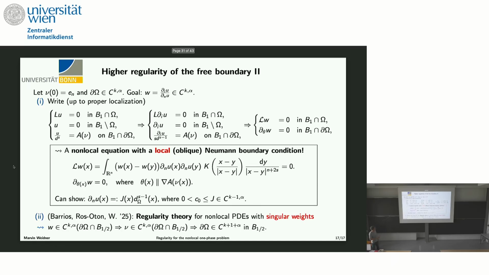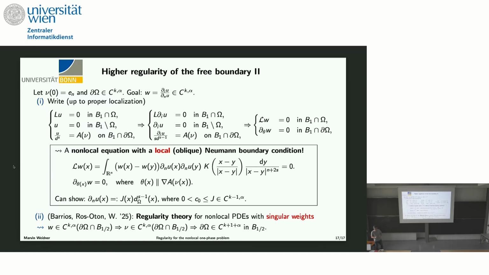Okay, and then what we do is we develop a regularity theory in our paper together with Begoña and Xavi. We develop a regularity theory for this different class of non-local equations with weights that also satisfy a non-local boundary condition. And by using this regularity theory, we can then in the end indeed prove that this quotient of two partial derivatives is C^{k,alpha}, and then we can do this bootstrap argument that I was mentioning on my previous slide. Okay, so this somehow wraps up the theory for the non-local one-phase problem.